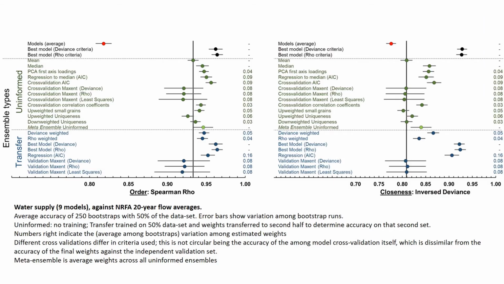Here you can see some of our preliminary results for the water models. Typically, the best individual model outperforms an ensemble on both the metrics we use here, which are Spearman's rho and inverted deviance. And these are both methods to describe the fit of the model outputs to the independent validation data. However, the green data shows that some methods of creating an ensemble, for example cross-validation with AIC, are also very good fits to the data.